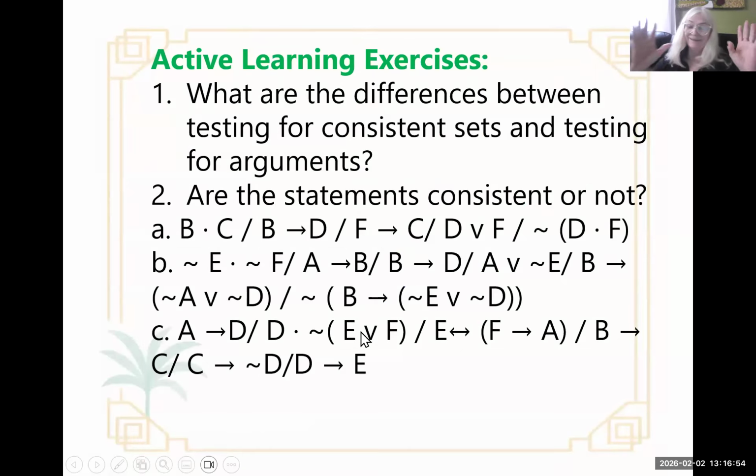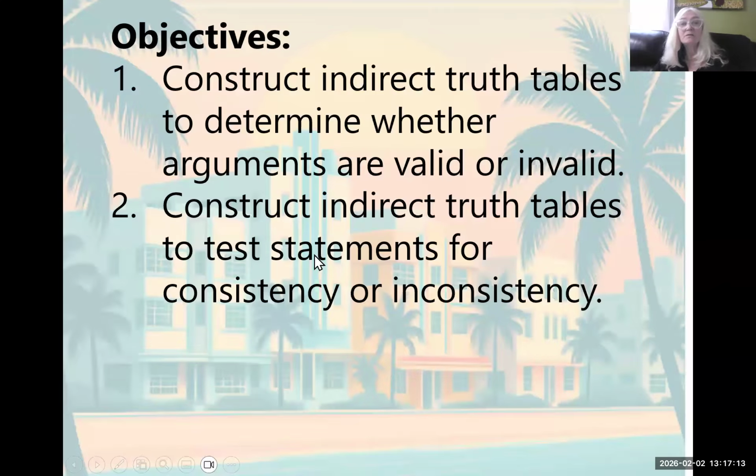Okay, now stop and screenshot this or get the questions from your PDF. These are your practice problems for testing statements as consistent or not. Remember, what is the key difference between testing for consistent sets and testing for argument? So this is what you learned this lesson, how to construct indirect truth tables for both validity and invalidity, and consistency and inconsistency.